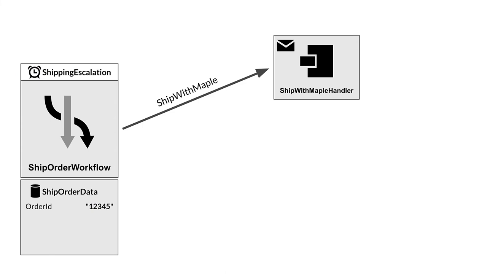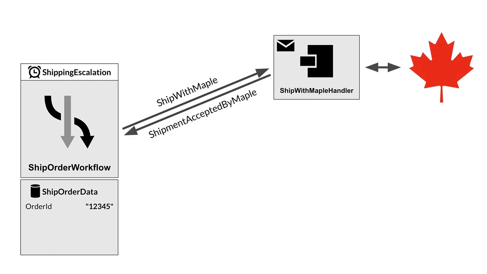In the best case, the ship with Maple handler will immediately start processing the ship with Maple command, call the Maple web service over HTTP, and then reply to the Saga with a shipment accepted by Maple message. When the ship order workflow Saga receives this reply, it will update its Saga data to show that the shipment was accepted by Maple. At this point, the order is shipped, so our job here is done.